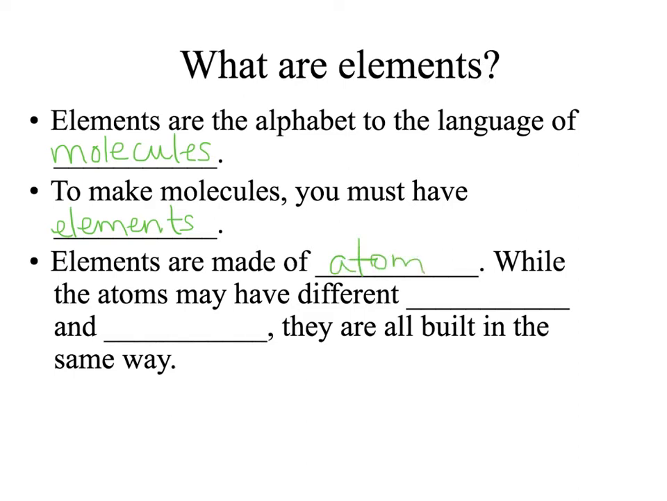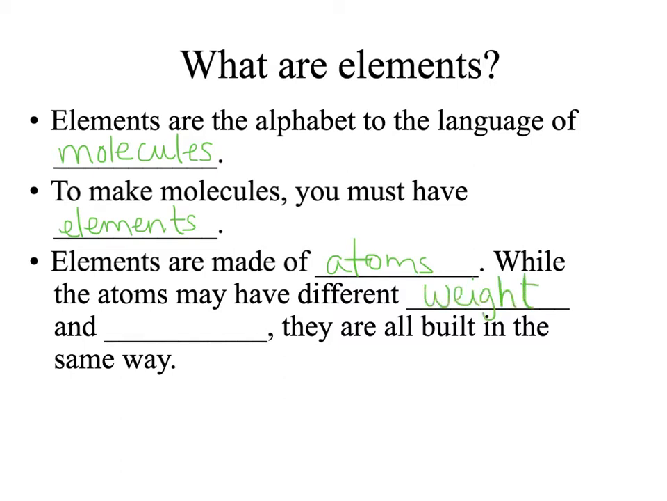When we talk about elements, one element is made of only one kind of atom. Now, atoms may have different weight and different organization, but they are all built in the same way. So what that means is that all atoms are made of protons, neutrons, and electrons. And they all have protons and neutrons in the middle of the atom in the nucleus, and they all have electrons outside. But because they have different numbers of protons and neutrons and electrons, they're going to behave very differently.